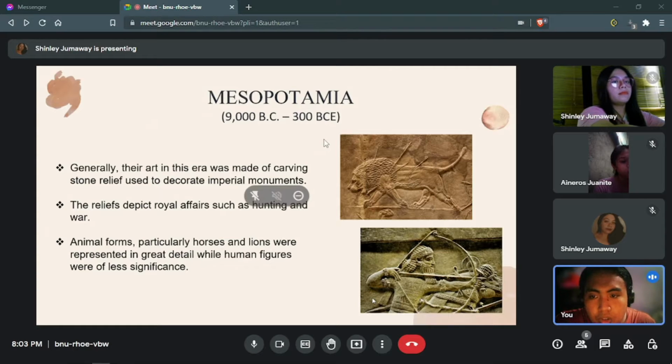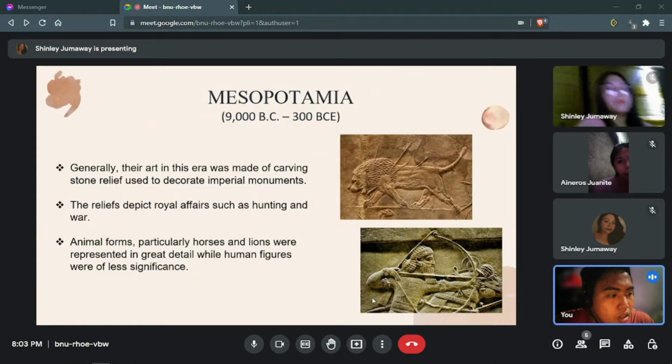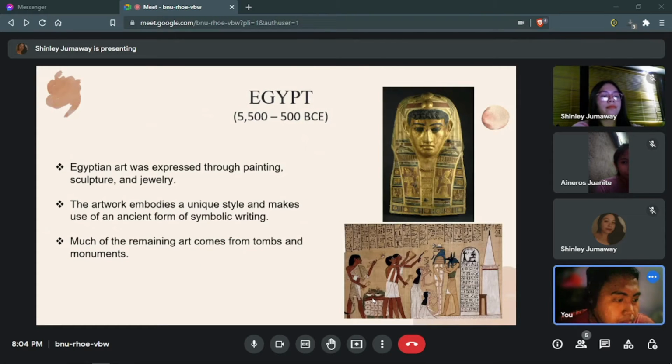So the people during the Mesopotamian era are called Sumerians, and the example of their fine works features the use of marble, diorite, lapis lazuli, and hammered gold. And the next era is Egypt, dating back at 5500 to 500 BCE.